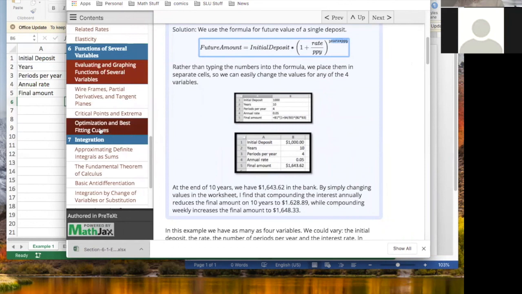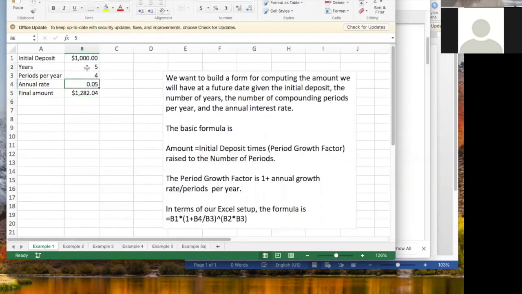And the difference is, instead of 5 years, for the example, we want 10 years. And we get the same answer the book has. One of the things that is being looked at here is this is really a function of 4 variables. I can change any of these 4 values, and it will change the final amount. And for any set of these 4 values, there's a unique answer. So every set of 4 values, initial deposit, years, periods per year, and annual rate, results in one unique answer.